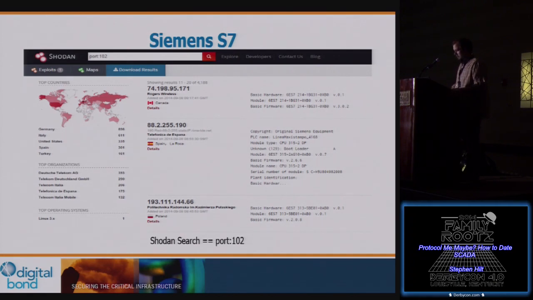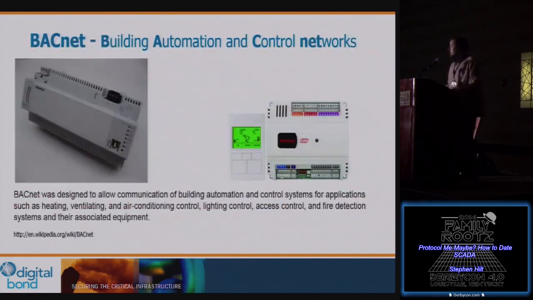Next one we're going to dive into a little bit is one that we've been working a lot on recently, building automation control networks, or BACnet. BACnet is a protocol designed for building automation. So this runs lighting, HVAC, there's power meters, a bunch of stuff in buildings for automation of the building.